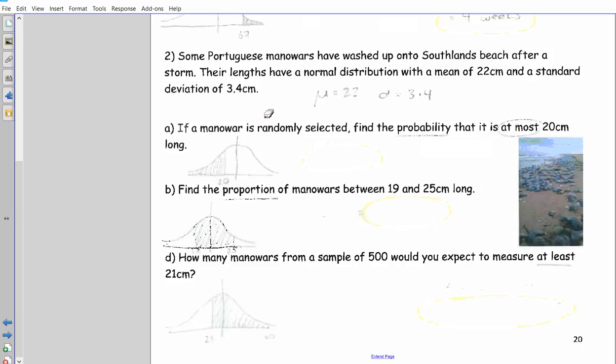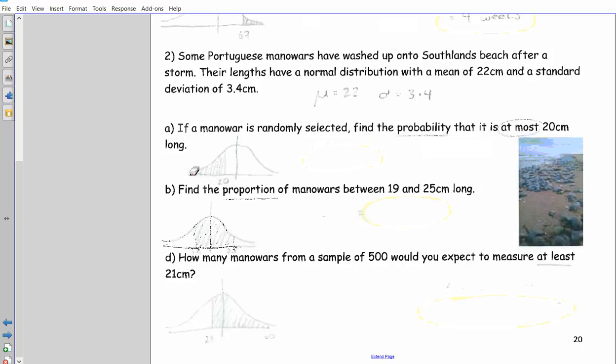So if a man o' war is randomly selected, find the probability that it is at most 20 centimeters long. So remember the mean is 22, so that's through the center. So 20 would be to the left of 22. And they say at most 20 centimeters long, so meaning 20 centimeters or lower. So they want to know, what's this probability here? What's this area under the graph for 20 centimeters or lower?